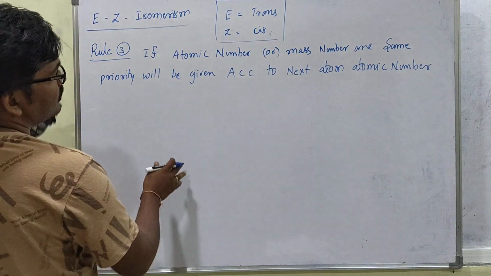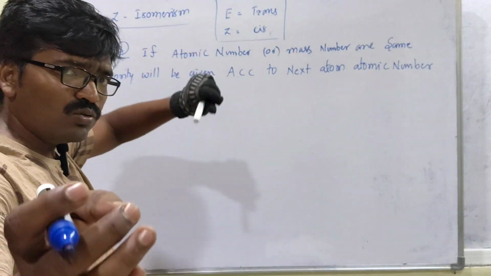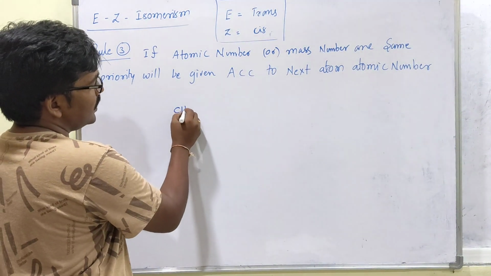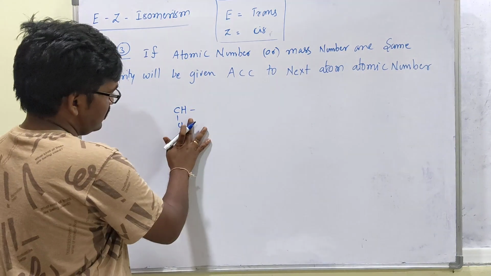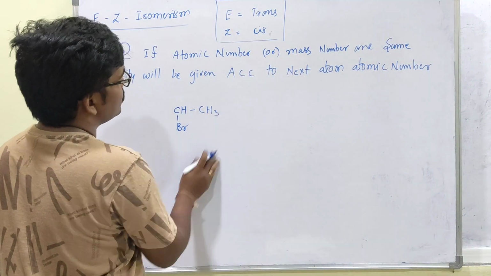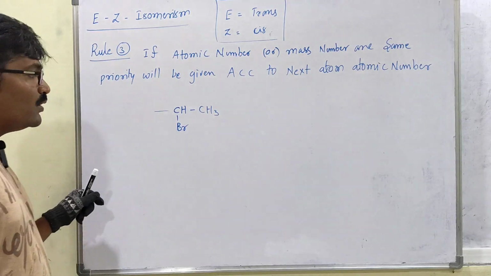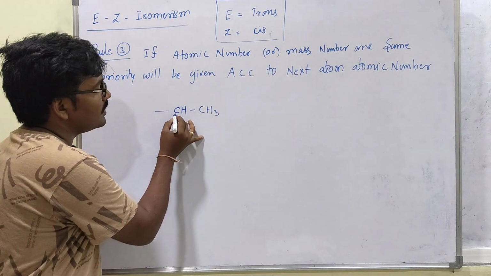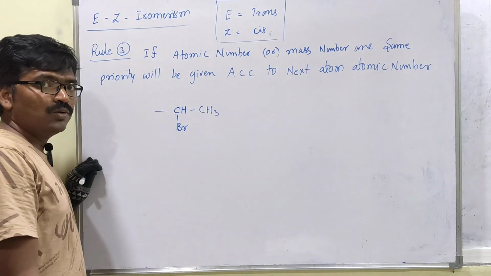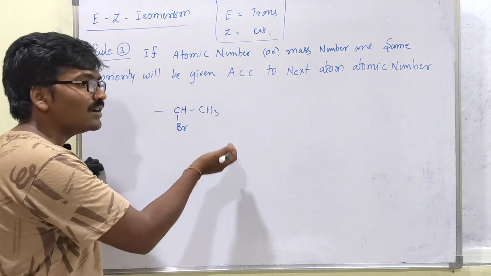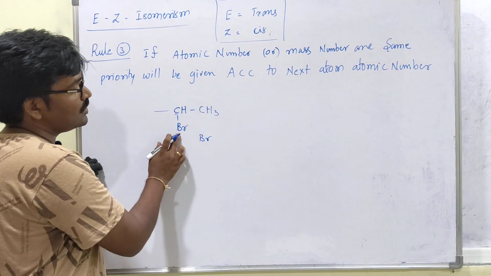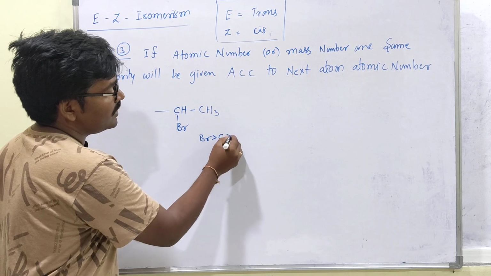For example, my dear students, in the third rule you have to understand carefully. A carbon atom is attached: CH, then Cl, then Br, CH, Br, then CH3, like this. If the first carbon atoms are the same, then you have to take the next atoms. When going to the next atoms, note them according to higher atomic number. So bromine is the higher atomic number, then carbon, then hydrogen.